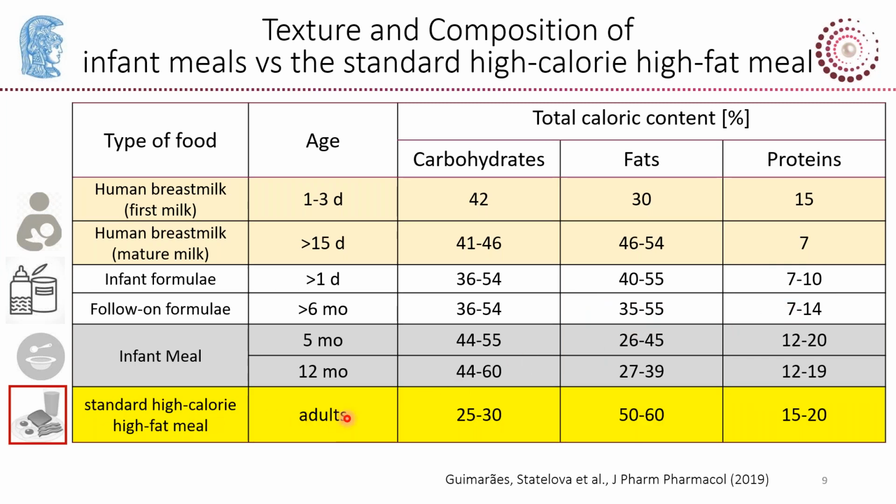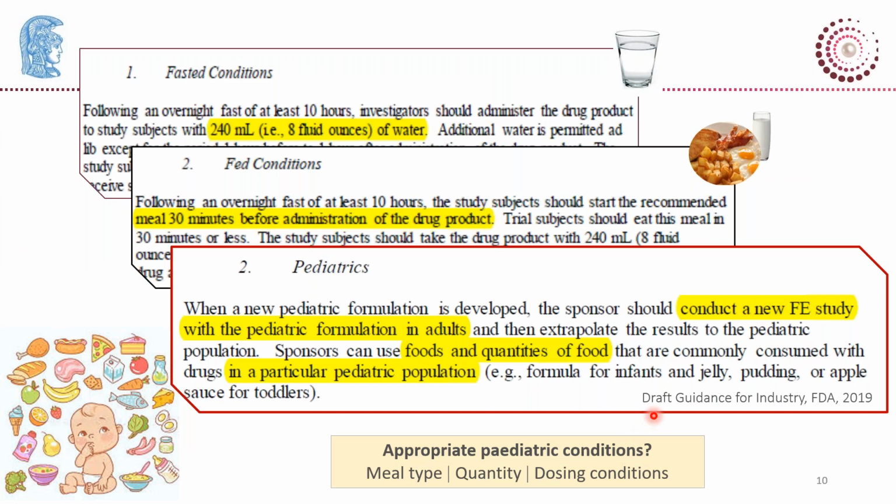And here is the composition with this comparison with the standard high calorie, high fat meal as proposed by the regulatory agencies. As we can notice, the caloric breakdown of the standard adult meal differs from the composition of infant formula and the composition also of infant meal. So the design of food effect studies in adults appears critical when food effect data on oral drug absorption in adults are to be extrapolated to pediatric populations.